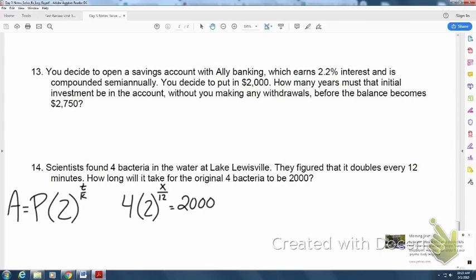So everybody see how I got all that. I'm kind of going through this somewhat quick. Okay. Before I can fish hook this, what do I need to do? Divide by what? I need to divide by 4. Because it is just the 2 to the power of x over 12 that I need to get by itself. So I'm going to have 2 to the power of x over 12 equals 500.